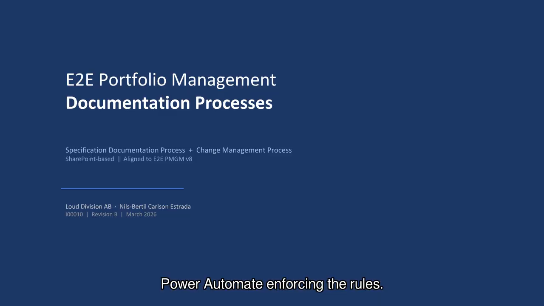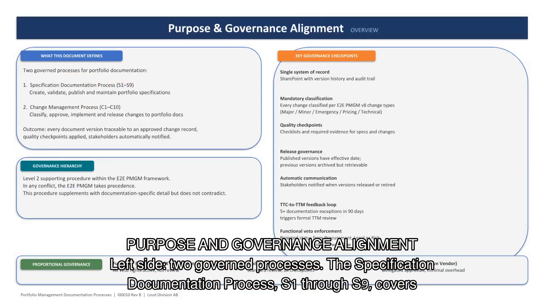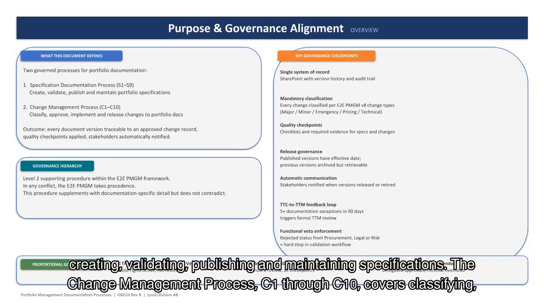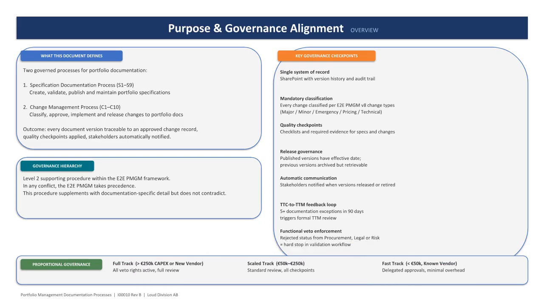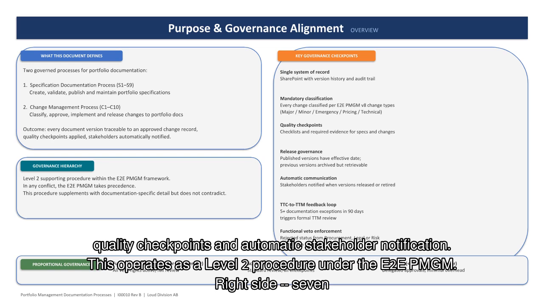Both run on SharePoint with Power Automate enforcing the rules. Purpose and governance alignment, left side. Two governed processes. The specification documentation process, S1 through S9, covers creating, validating, publishing, and maintaining specifications. The change management process, C1 through C10, covers classifying, approving, implementing, and releasing changes. The goal: every document version is traceable to an approved change record with consistent quality checkpoints and automatic stakeholder notification. This operates as a Level 2 procedure under the E2E PMGM.